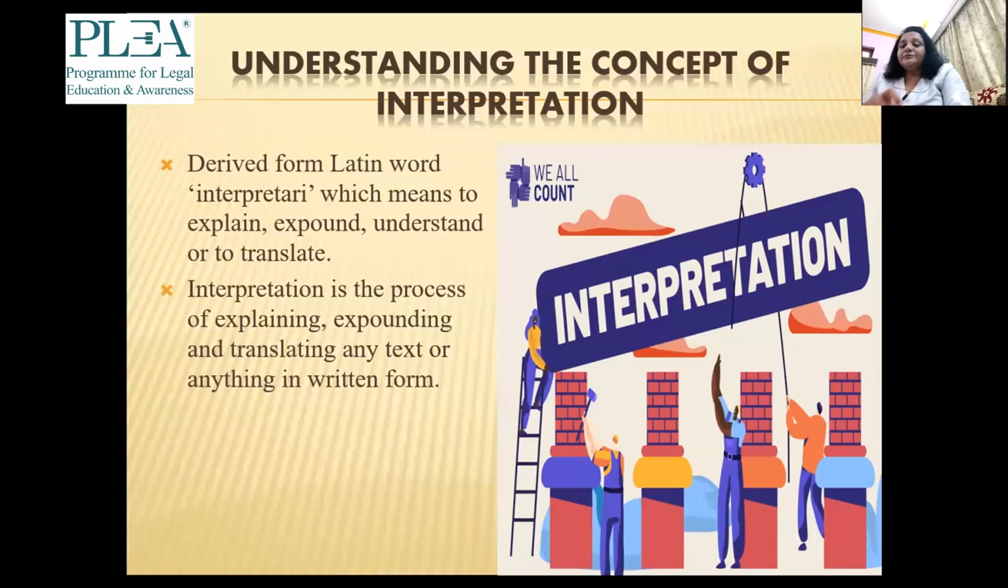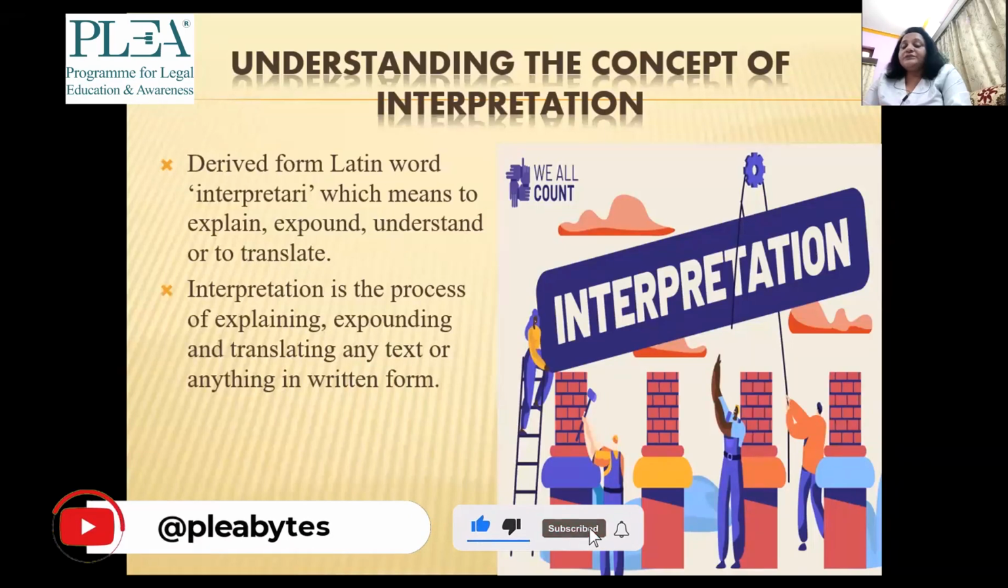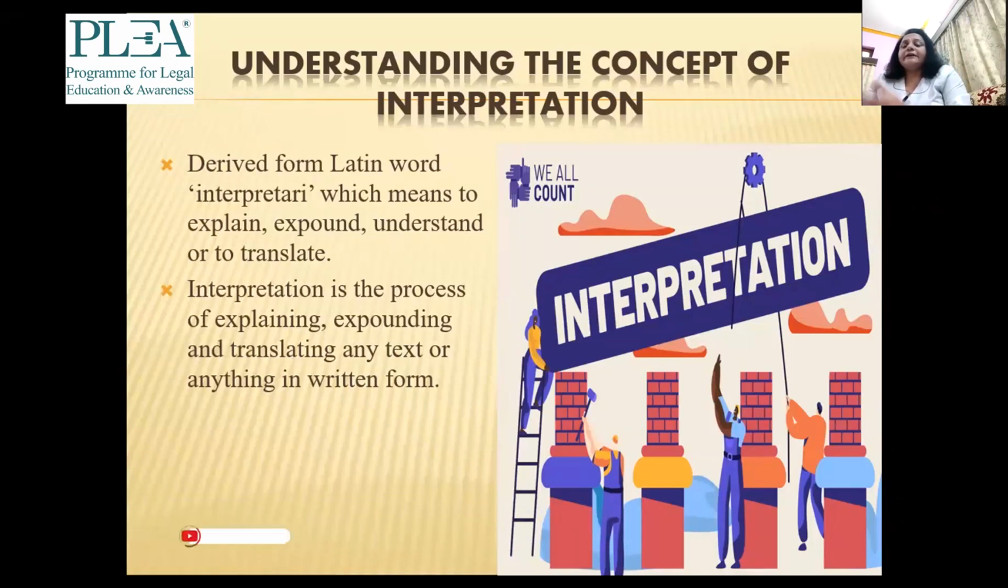When we talk about the interpretation of statutes, we are talking about the interpretation of all those legal texts and legal language mentioned in our bare acts, in our different rules laid down by our state or central governments, and all other such legal documents which have been enacted by our governments from time to time. Interpretation means understanding, translating, and explaining those legal texts, and having a better understanding of them.